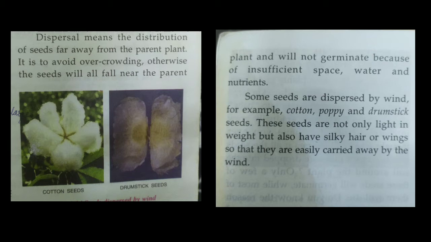Some seeds are dispersed by winds. For example, cotton, poppy, drumstick seeds, etc. These seeds are not only light in weight but also have silky hair or wings on them so that they can be easily carried away by the wind.